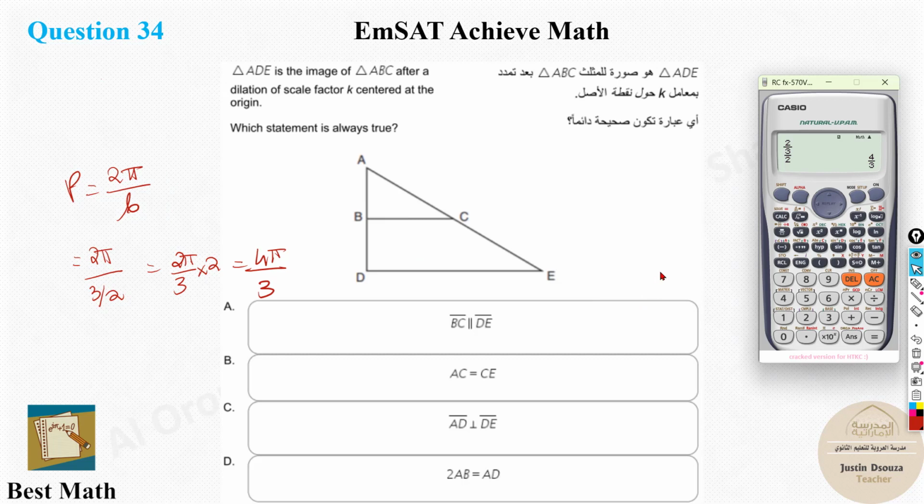Now we have a problem about dilation again. They have told triangle ADE is the image of triangle ABC after dilation of a scale factor K centered at the origin. Okay, which statement is true? They have given a lot of statements. We have to consider which is the correct statement. Let's go from bottom. Now, by now you might have figured all the answers are the first one, A.